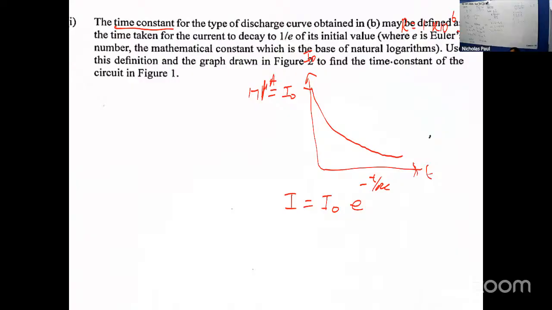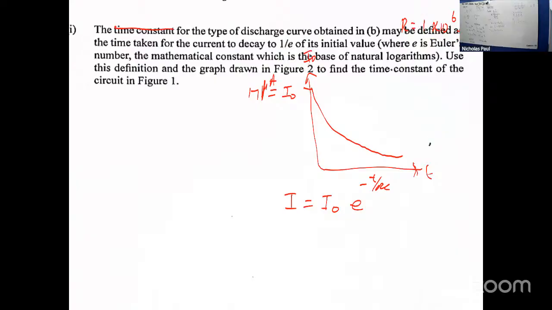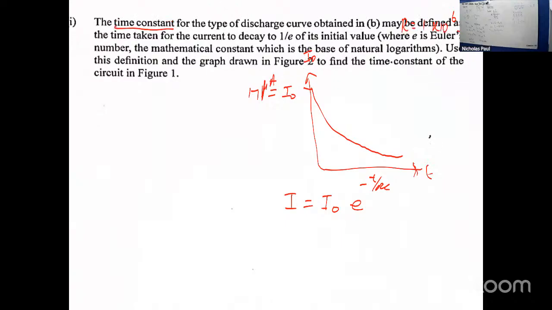Nope. You can't just do it, you have to find a gradient. Anybody online want to try? They told you there. They want the time it takes to reach 1 on e of the original value, right? Remember, the time constant is 1 on e of the original value. So can we find 1 on e of 17?